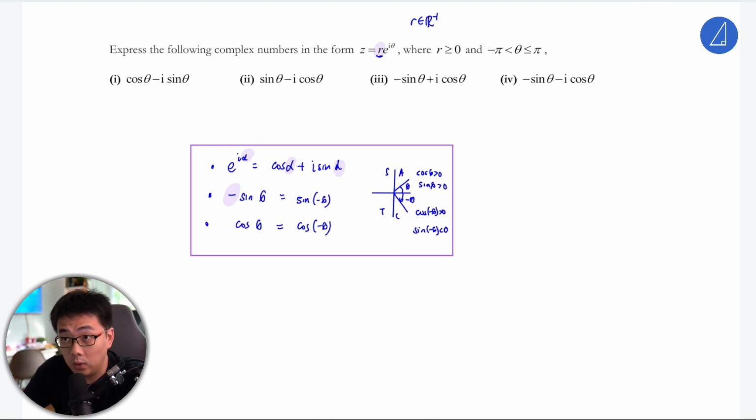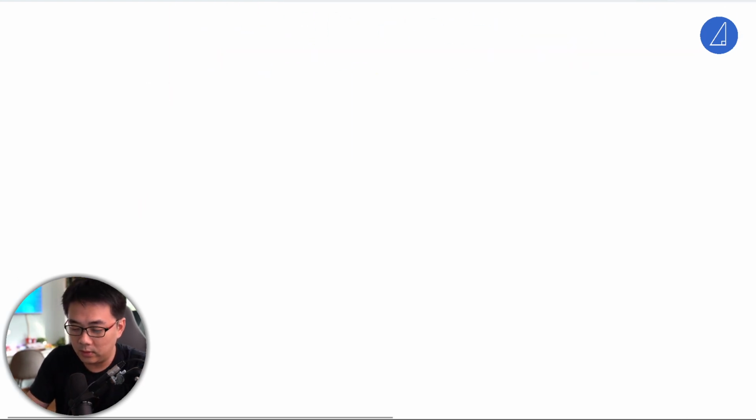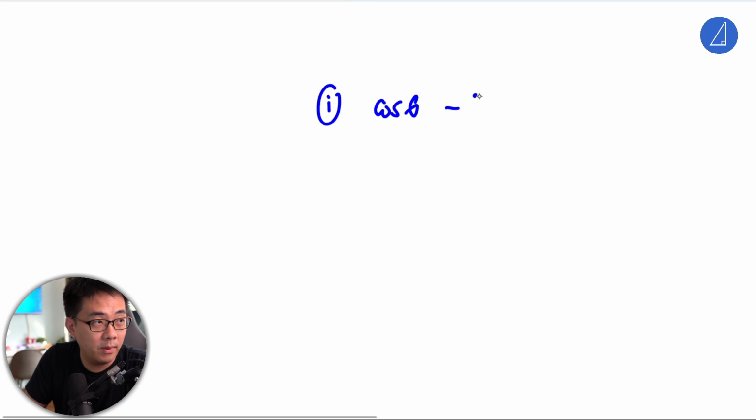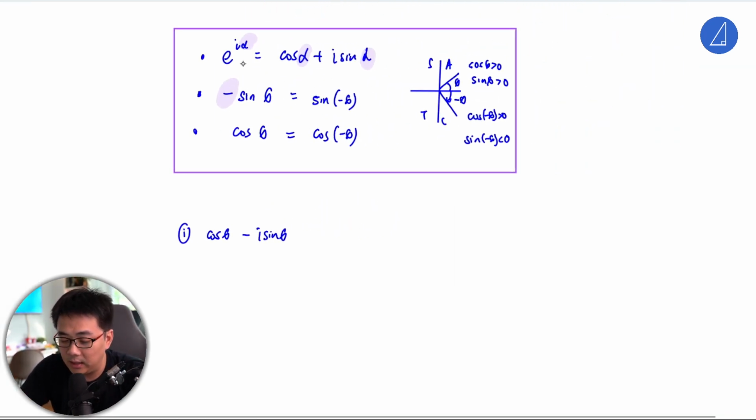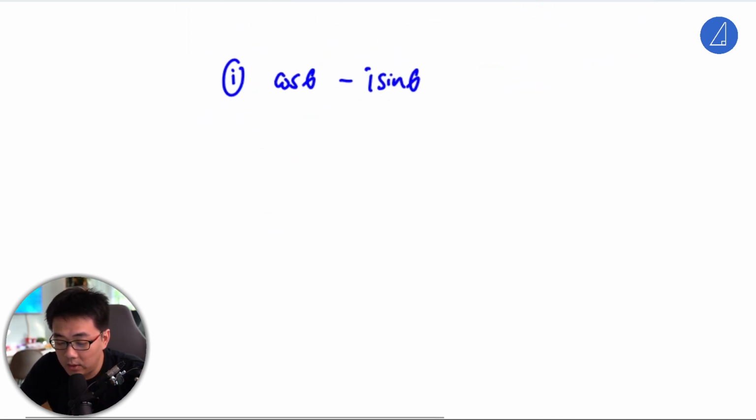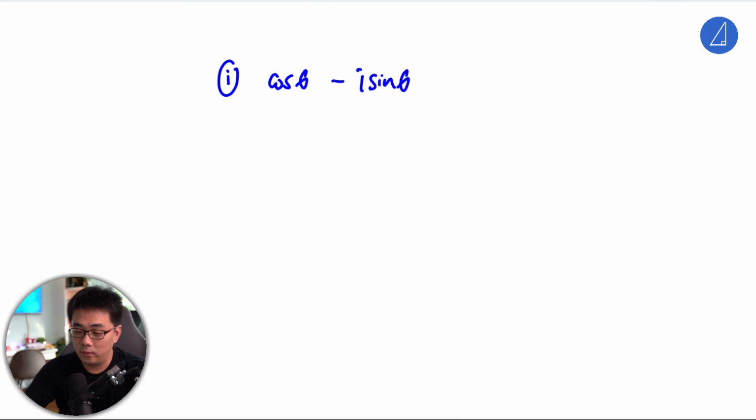Then what we need to do next is essentially just try to form this form here. So let's look at the first one. The first one is cosine theta minus i sine theta. Before we can express it in e^(i theta), we must understand that the i is attached to the sine, which is already the case, so this is okay. Then this has to be a plus, so it's cosine theta plus.